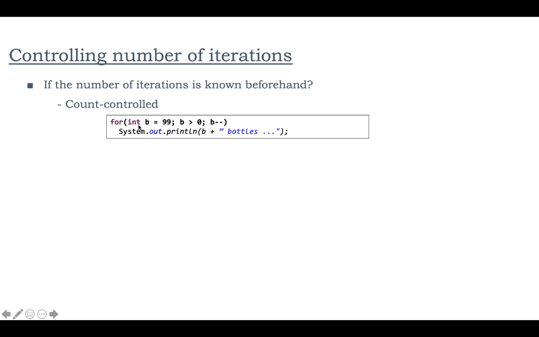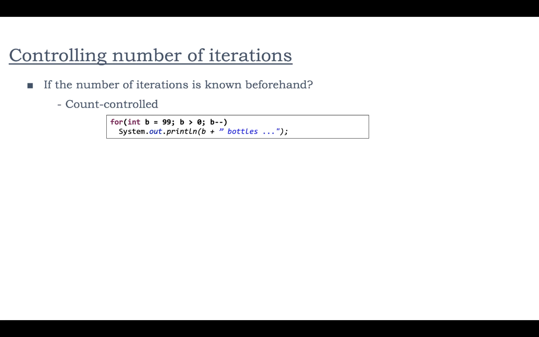In this case, I initialized a variable named b to 99, decrease that number by 1 each time, and continue while that number, b, is greater than 0. So to inspect this loop, it would iterate and print the following statement when b was 99, then 98, 97, all the way through when b was 1. As soon as b became 0, this condition would become false because 0 is not greater than 0, so we would not print 0 bottles. This is just one example of a count-controlled iteration.